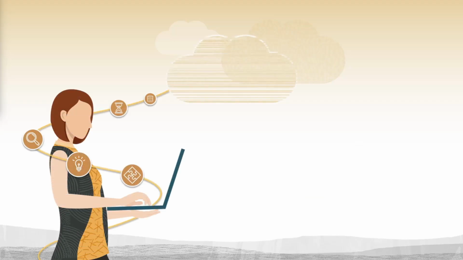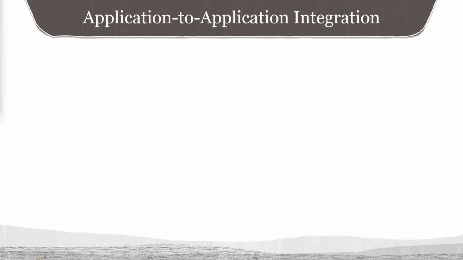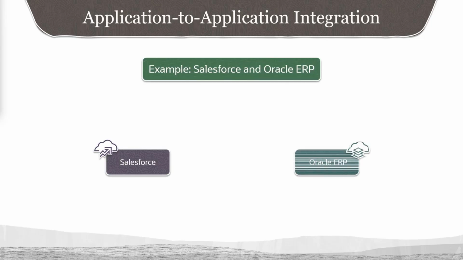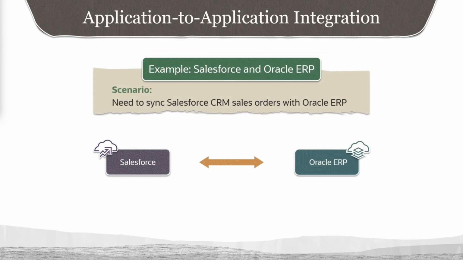With that understanding of integration triggering patterns, we'll now take a look at some common types of use case scenarios, along with a high-level example of each one. Probably the most common type of use case is application-to-application integrations. For example, consider the need to synchronize sales orders from a third-party SaaS application such as Salesforce with your company's system of record maintained in your Oracle ERP cloud application.